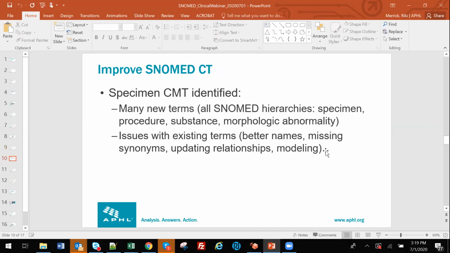So during that process, obviously we realized there were some new terms that were needed. Some specimen types weren't in there at all. Some needed clarification. Some needed more synonyms. And so we've definitely provided or requested several terms and changes over the course of the 11 years, mostly to Jim Case when he was at NLM.